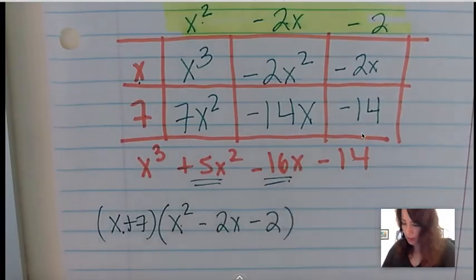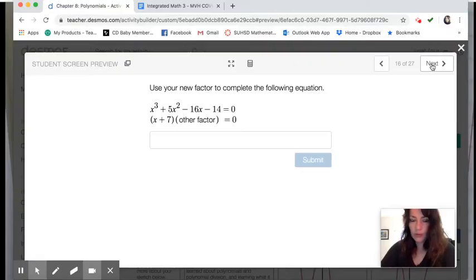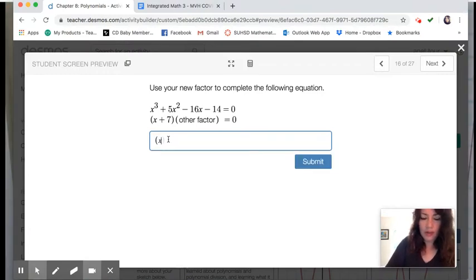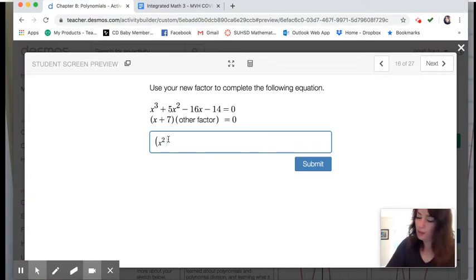All right. Use your new factor to complete the following equation. So x plus 7, and the other factor is, okay, maybe they want us to write in parentheses, so x squared minus 2x minus 2. That is our other factor.